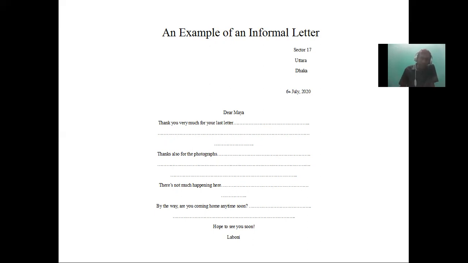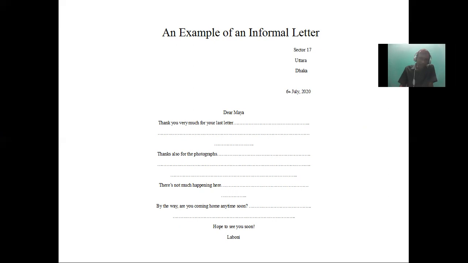Then you express your own situation, your own emotions, or your own thinking: what is going on around you, what you are doing now, what your position is at this moment. You can write that in this paragraph. By the way, are you coming home anytime soon? So at the end of the paragraph, you make sure to mention how you will meet or communicate in the future.